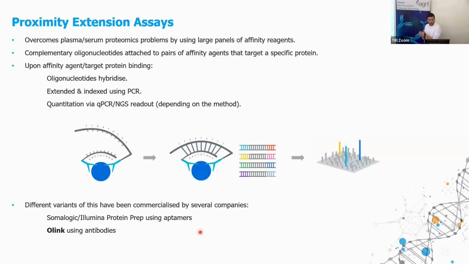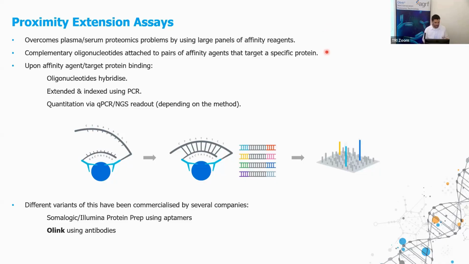And so this is really where proximity extension assays, and by extension, Olink, step in, in the sense that it overcomes this issue of ion suppression, and it overcomes the issues of mass spectrometry as a platform by using very large panels of affinity reagents. In that sense, you can do terrific discovery proteomics without needing to deal with the ion suppression of mass spectrometry.